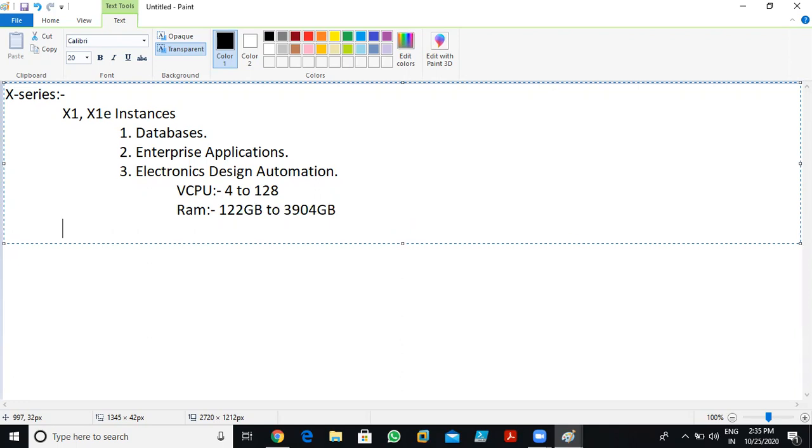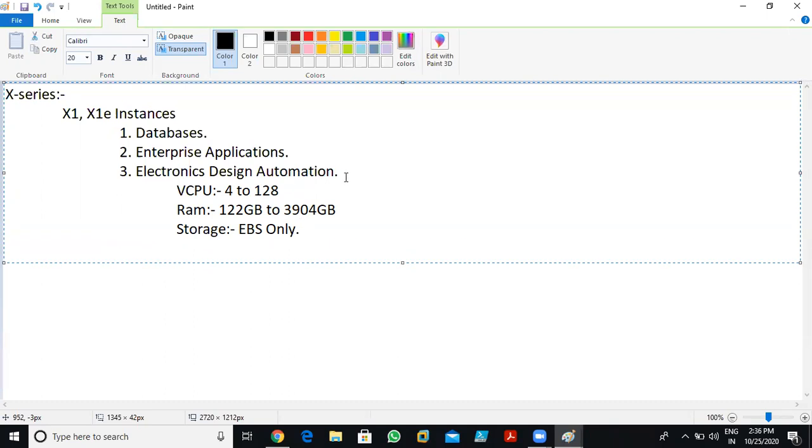And the storage is EBS only. So you can say that this instance is a very highly configured instance in the whole cloud. The supported RAM is very high. 3 terabytes of RAM is very high in the X series instances. And the last one we have is the Z series instances.